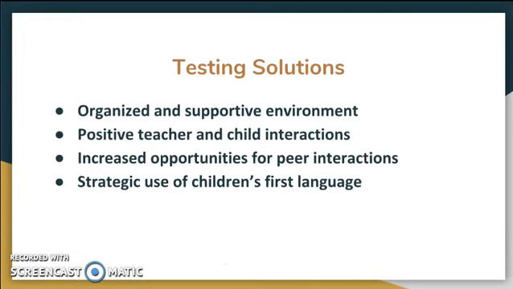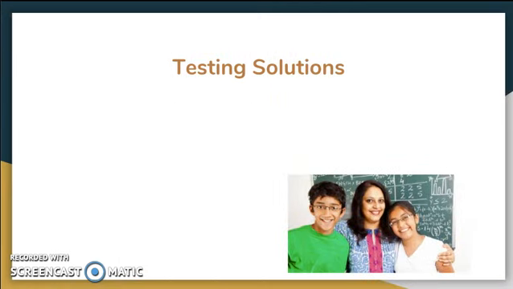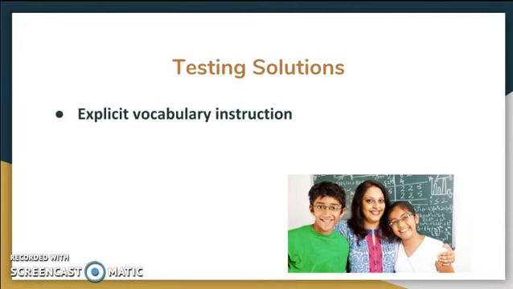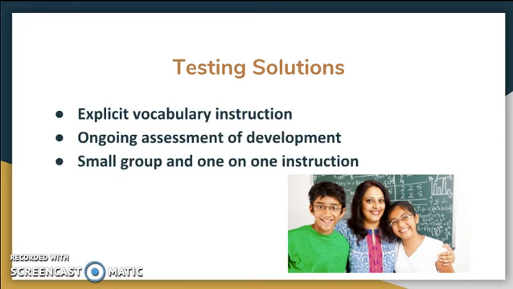Environments which are supportive and focus on positive teacher-student interactions are optimal. Through the use of small groups and collaboration, opportunities for peer interactions increase. Peer interactions contribute to language acquisition while also allowing students to use their native language. To gain better results, educators can also focus on the following: explicit vocabulary instruction, designed around ongoing assessment, using small groups and one-on-one instruction, and providing a program structure that will lead toward academic achievement.